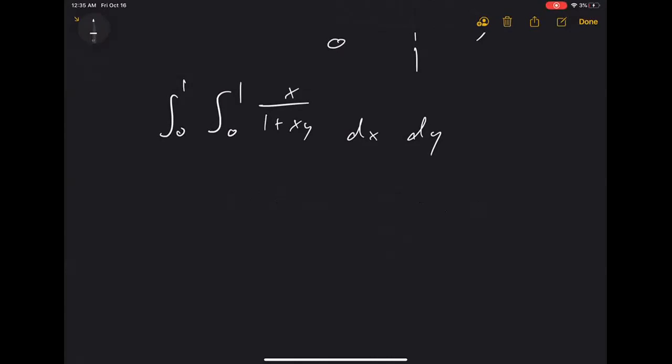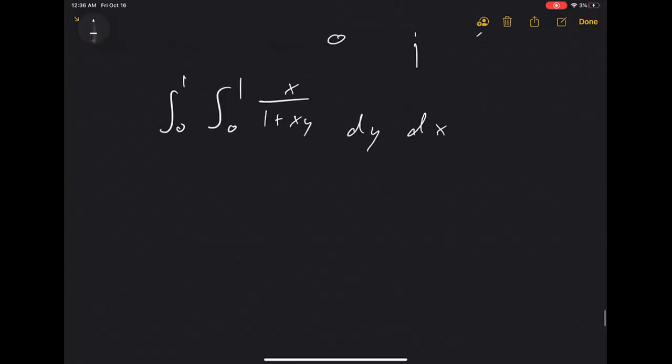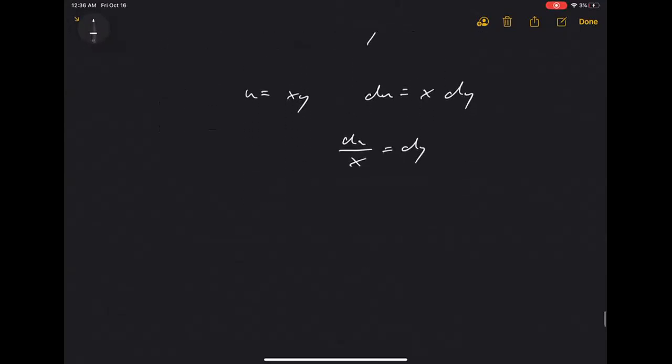If I want to change my order of integration, let's say I want to integrate in terms of y first. I can do dy and dx, but then I have to switch the bounds. But the bounds are the same in both cases, so I switch 0 to 1 and 0 to 1, and I end up with the same thing. Now I'm integrating in terms of y first, and now let's try u substitution. How about u equals xy, du equals x dy, so du over x equals dy. I might be on the wrong track with this.